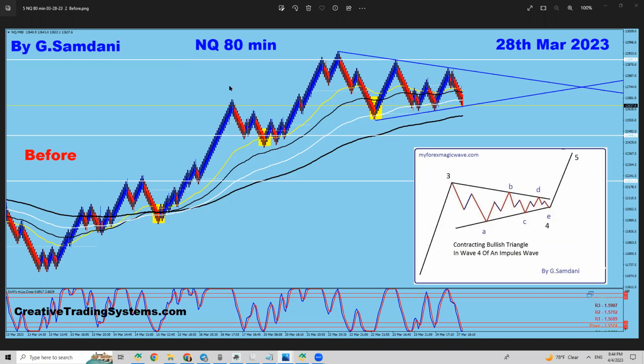All right. So let me show you this chart. This is Nasdaq. I made this chart on the 28th March, and I showed that this is what's happening here. This is kind of like a contracting bullish triangle, right? So it's like A, B, C, D, and E, and after that it's supposed to go to the upside, just like the diagram showed. And I said, well, this might happen, and let's see what happened to this chart.